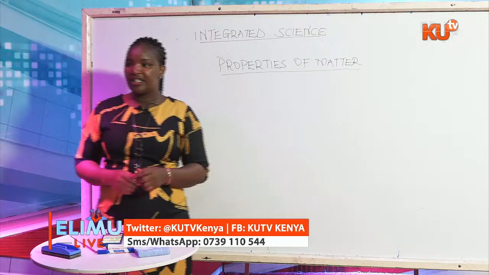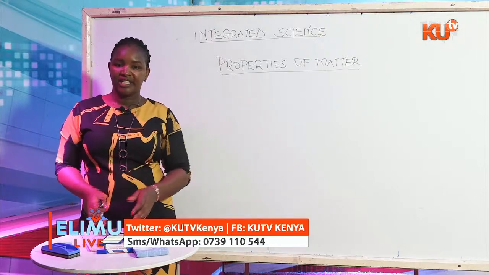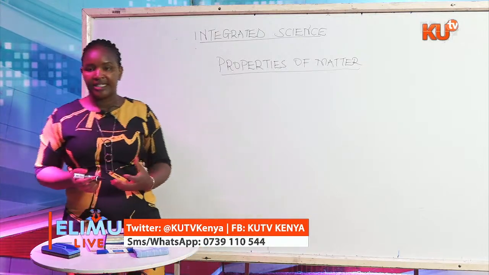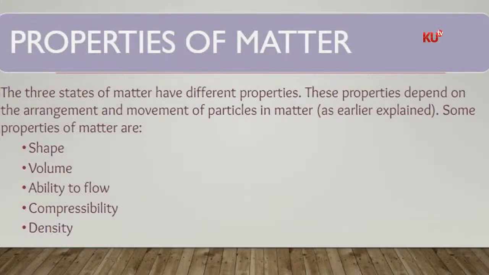When we talk about properties of matter, the three states of matter have different properties, like I've just said. And these different properties depend on the arrangement and the movement of particles in matter. We have already discussed that. We have seen how particles are arranged in a solid, in a gas, and in a liquid. We have also seen how these particles are able to move in different states.